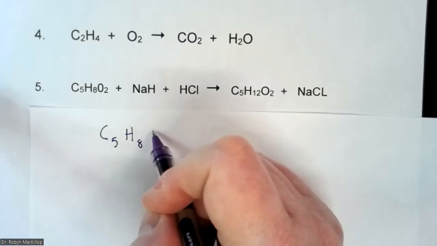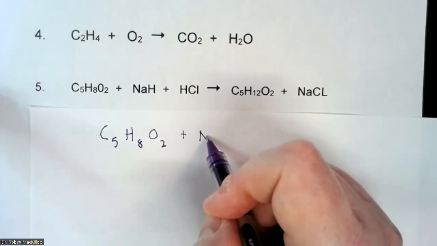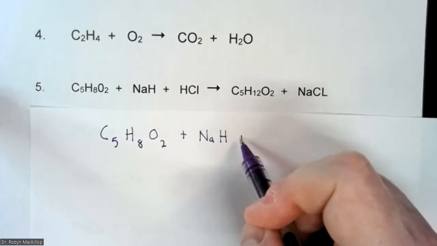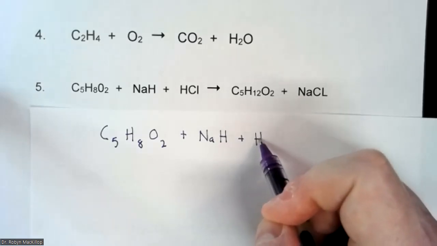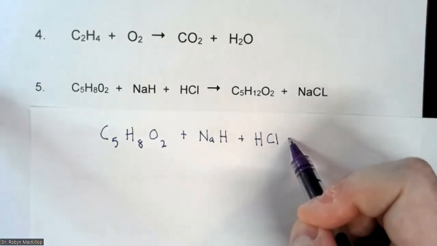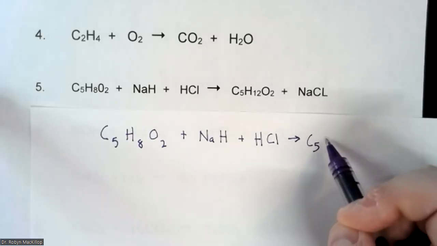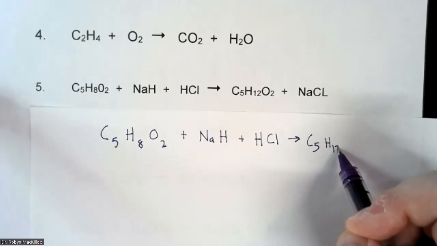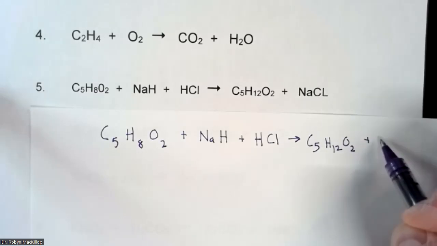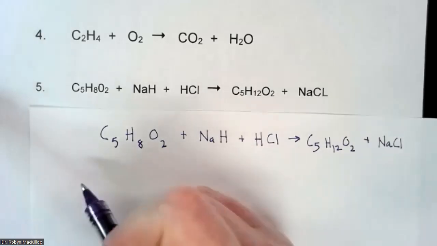C5, H8, O2 plus Na, which is one element, that is sodium. H plus, oh, look at this. There's a split again. And Cl is chlorine. And then we've got C5, H12, O2 plus sodium chloride. So yeah, that's a wild one.